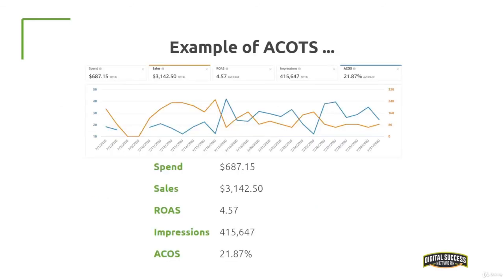So let's give an example. These are actual PPC numbers in our Amazon dashboard for one product. The ACOS here is 21.87%, which is a little high, but not too bad. However, since we know that our PPC campaigns help our organic Amazon rankings, we only record the ACOTS on our sales sheet, and I'll show you that right here.